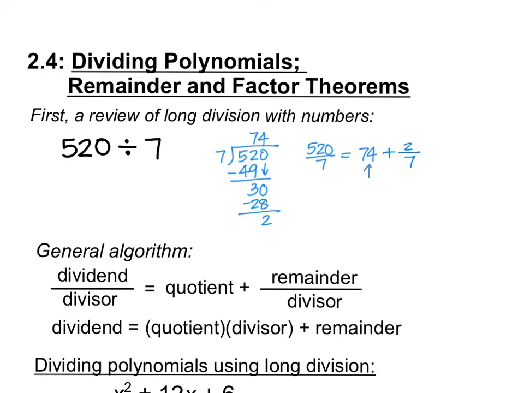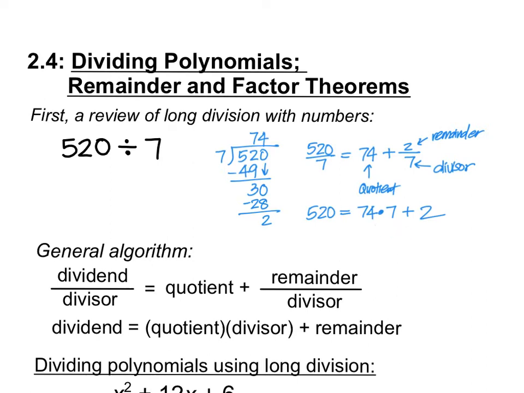And so this is what we call the quotient. The 2 is the remainder, and the 7 was the divisor. Another way to think about this is that 520 is equal to 74 groups of 7 with 2 left over, plus 2. 520 equals 74 times 7 plus 2.